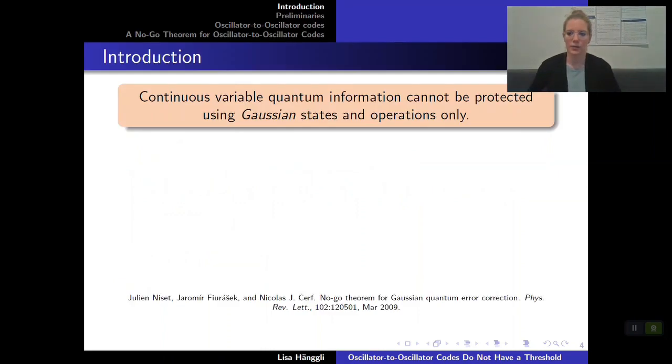So in the continuous variable setting, Gaussian operations kind of take the role of Clifford operations. So they are usually easy to implement, but they're not sufficient for universal quantum computation. And what is also known is that continuous variable quantum information cannot be protected against naturally occurring noise, actually not even against Gaussian noise, using Gaussian states and operations only.